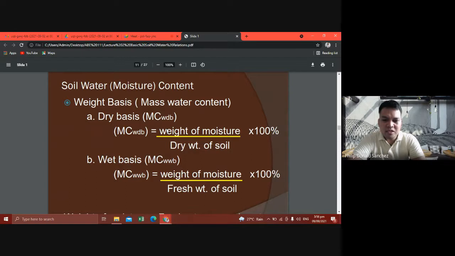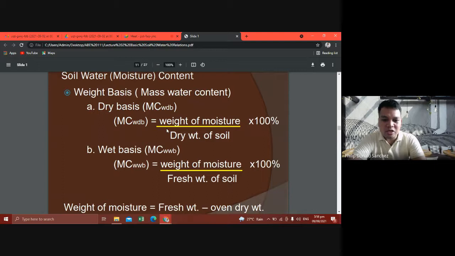What do you mean by weight of moisture? It's the fresh weight minus the oven-dried weight. So 1 minus 0.2, what is your weight of moisture? It's 0.8. Meaning out of 1 kilogram, after drying it became 0.2, so 0.8 was the water. So 0.8 divided by, again, 0.2. Am I right? Did you still follow me?